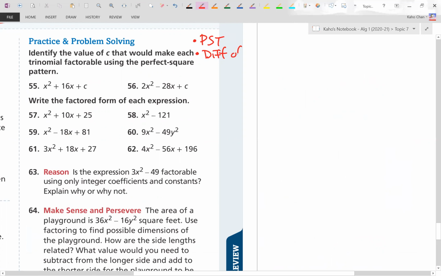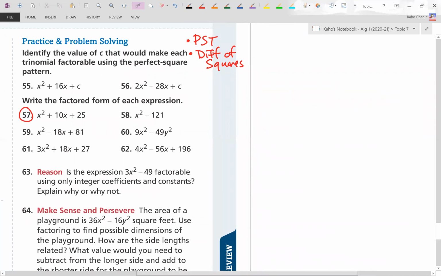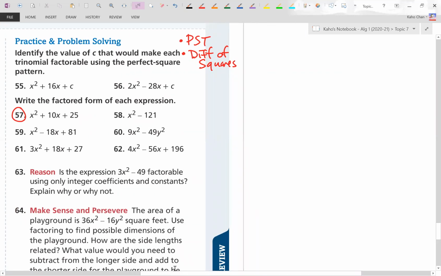As patterns. Starting with number 57. Ooh, it's a trinomial, so it can't be a binomial, meaning it can't be difference of squares. How do we check it, right?